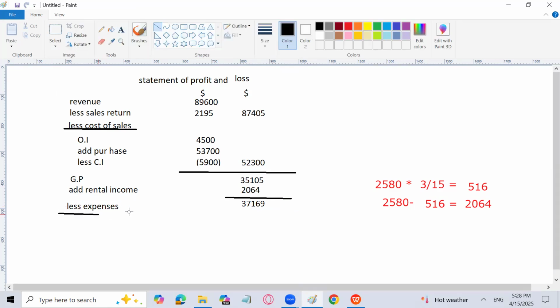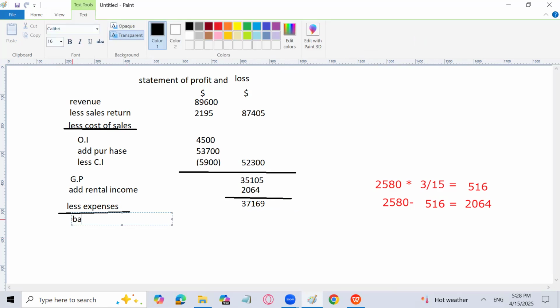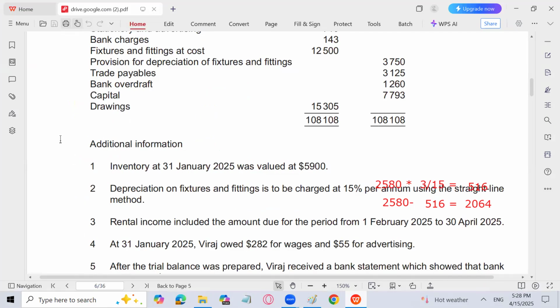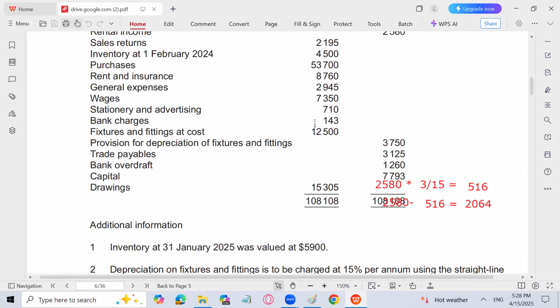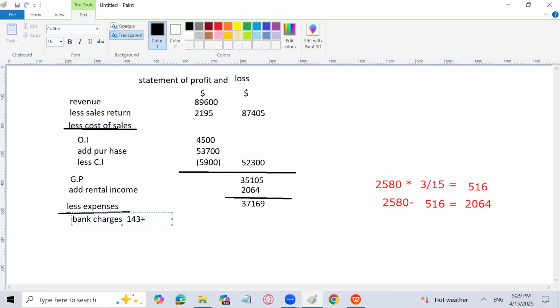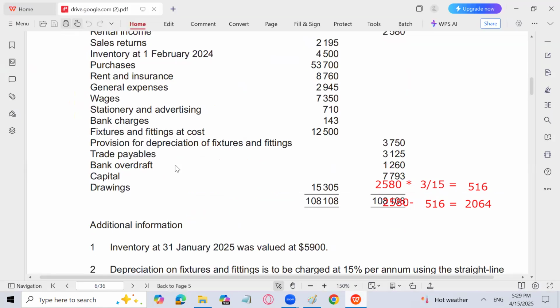In expenses, I will go with all the expenses. First of all, I just want to write the bank charges. Bank charges of 13 are not yet shown in the bank statement, but it is said that it is not yet recorded in the bank charges as expense. So that is going to be 143 plus 13. How much is it going to be? 156. Right? Then we have other expenses like rent and insurance, general expenses, wages, stationery and advertising.